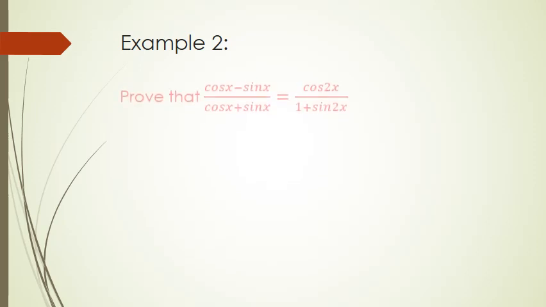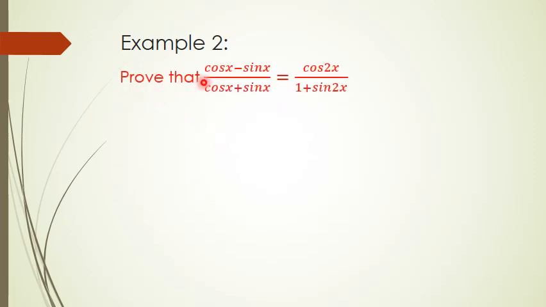Example number 2. Prove that cos x minus sin x over cos x plus sin x is equal to cos 2x all over 1 plus sin 2x. Now, looking closely at the identity, on the left hand side, we observe that both numerator and denominator are actually in their simplest form. It's difficult to see how you can start. Whereas on the right hand side, you have double angles, so we can make substitutions. Therefore, we choose to start from the right hand side.